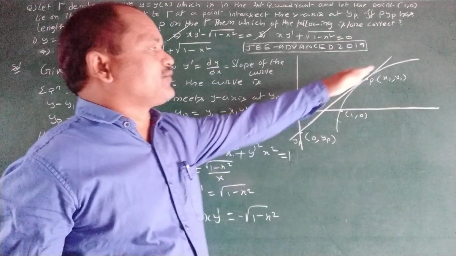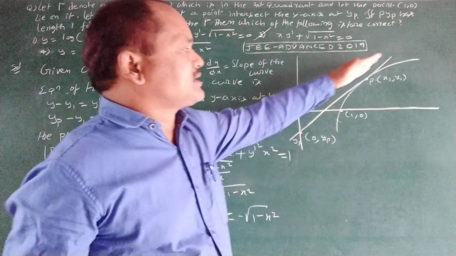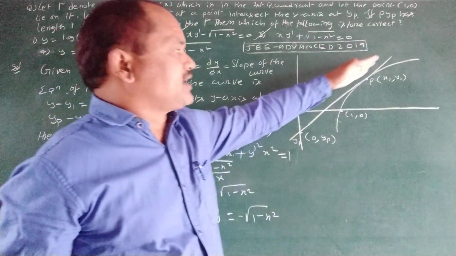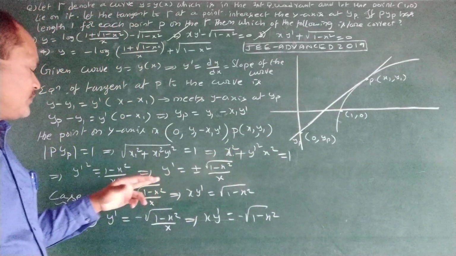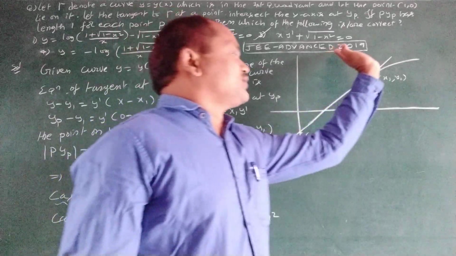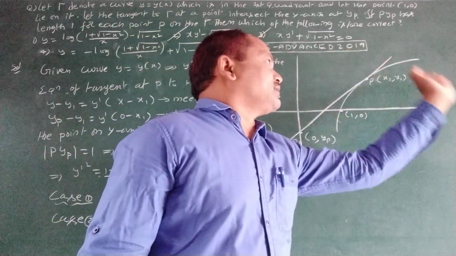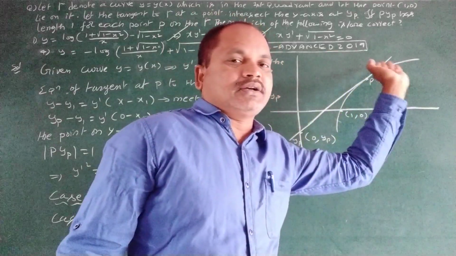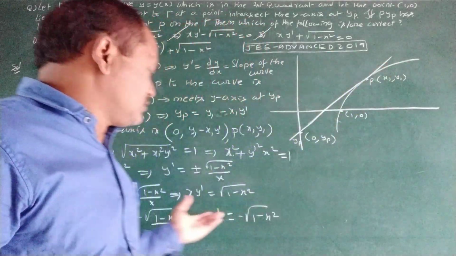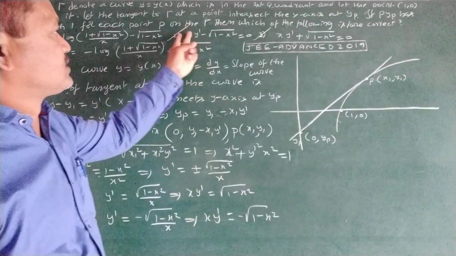Since this is in the first quadrant, the tangent makes an acute angle. That's why you have to take positive slope. If acute angle, positive slope. Suppose the curve takes this side, then the tangent makes an obtuse angle, then negative slope. That's why the two cases are correct.